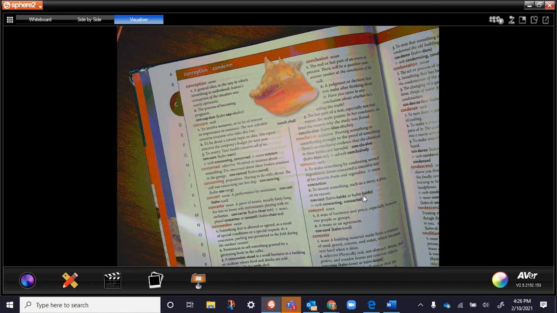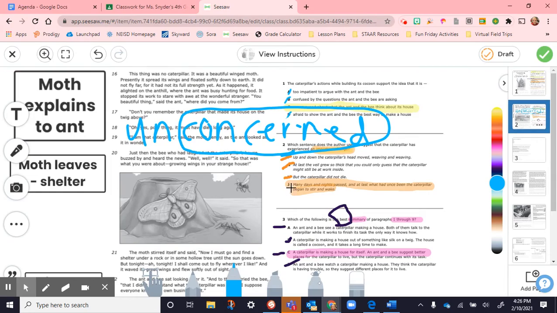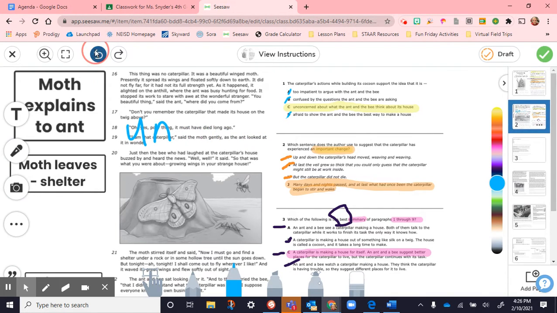So think about what that means, and then when you put this prefix "un" in front of it, you're changing the meaning. So now instead of being concerned, like being worried about something, now we're unconcerned. Think about the opposite. We're not worried. In this story, the moth was not really concerned that people were laughing at him, or telling him that he's doing a bad job and not building his house correctly, that it should look a certain way. He's unconcerned.